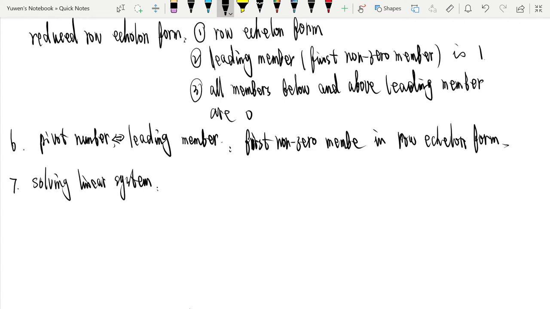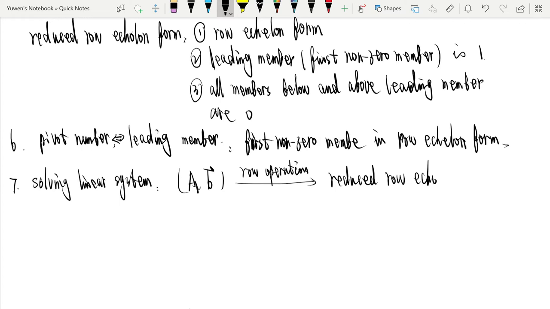Solving a linear system, we have the steps, that is for the augmented matrix, use row operations to reduce the augmented matrix to reduced row echelon form. Or actually, we can solve the linear system using the row echelon form, not just the reduced row echelon form, but the reduced row echelon form corresponds to the simplest form of the linear system. So I suggest that each time you solve a linear system, you'd better reduce the augmented matrix to the reduced row echelon form.